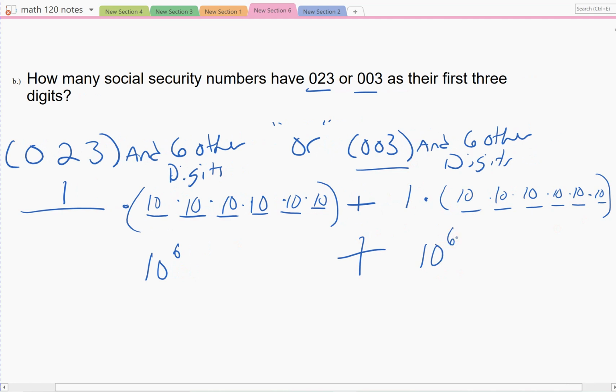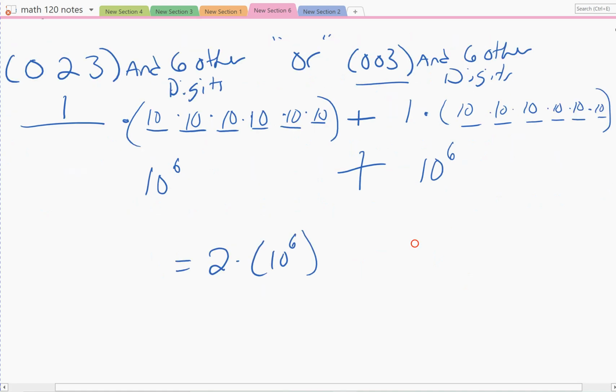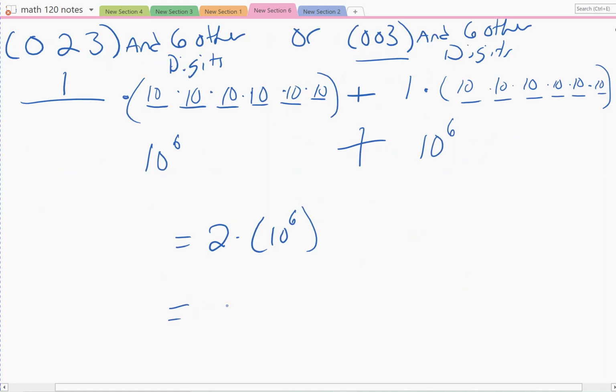Alright, so there's 10 to the 6th that have the first 3 digits 0, 2, 3, and there's 10 to the 6th possible Social Security numbers with the digits 0, 0, 3 as the first 3 digits. And the shorthand for this would be 2 times 10 to the 6th. Or if I multiply that out, it would be 10 to the 6th plus 10 to the 6th, which is 2 million. All right, there are 2 million possibilities.